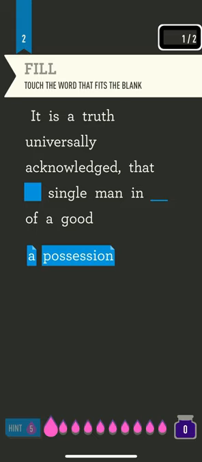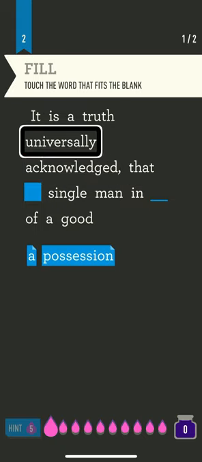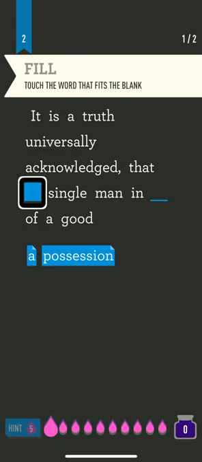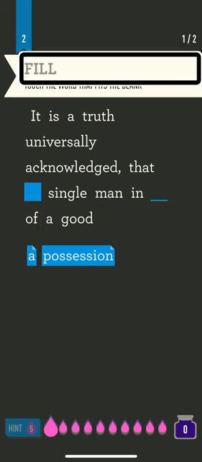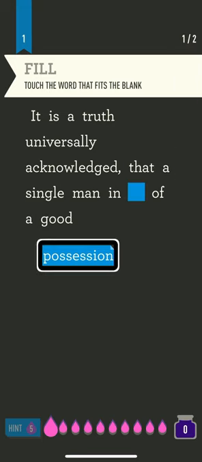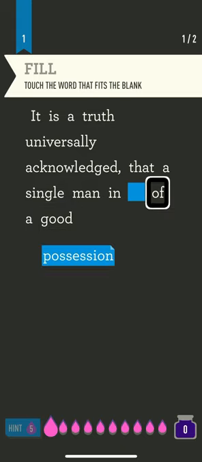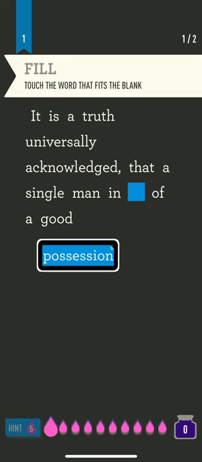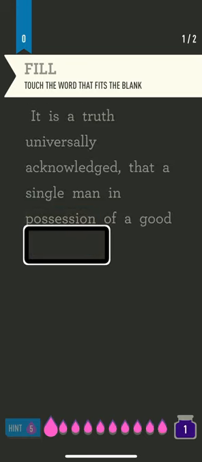It is a truth universally acknowledged that a single man in possession of a good, blank, possession. Fill. Touch possession.